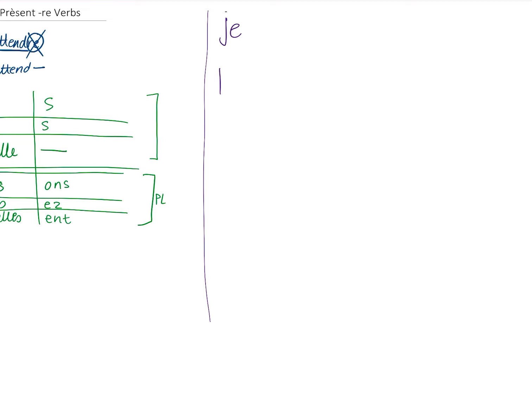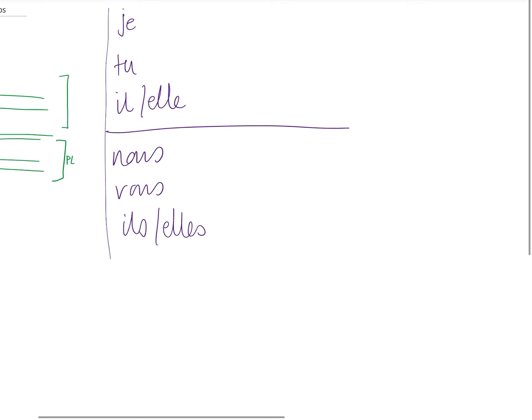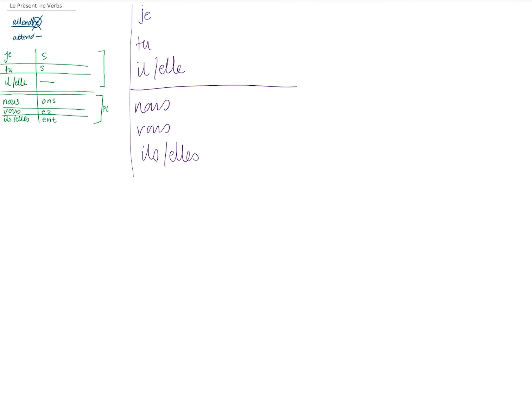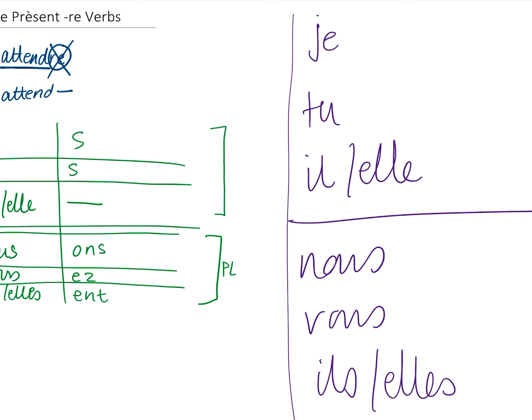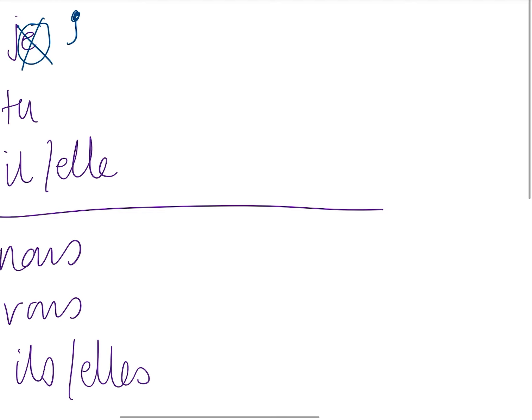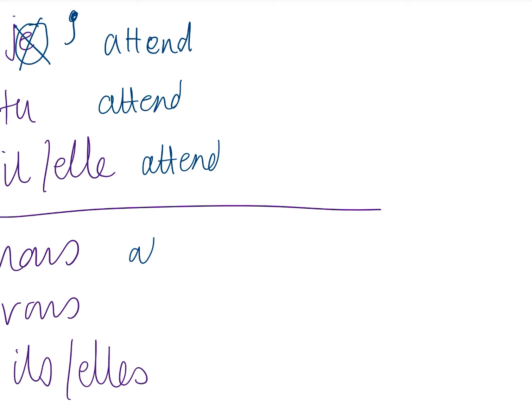We have je, tu, il, elle, nous, vous, ils, elles. We need to add our stem. So for je, because it's a vowel, we take off the E and we add an apostrophe. And it becomes j'attend. And then we have tu attend, il attend, elle attend, and so on. And we do this for each of them.